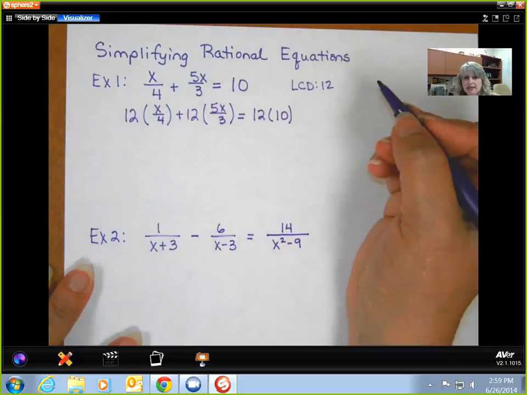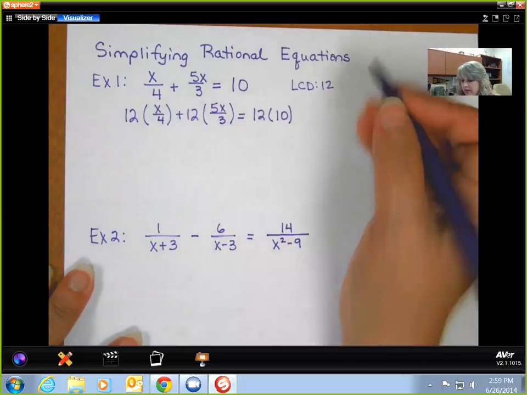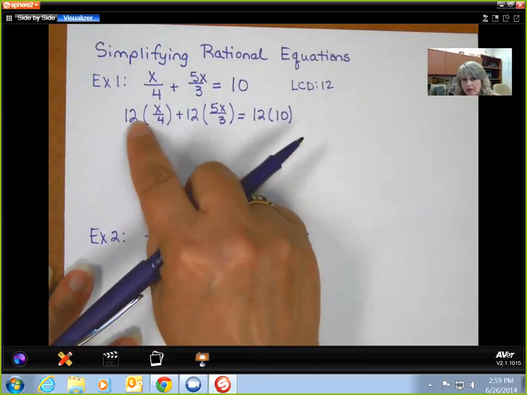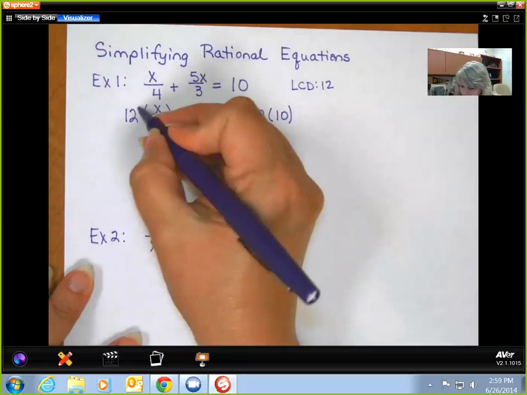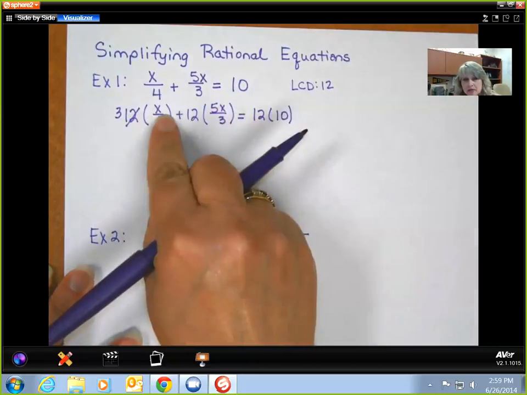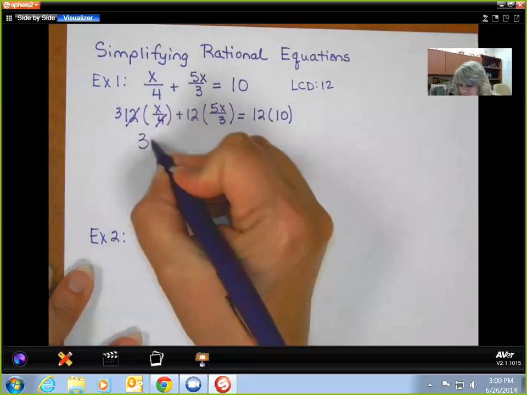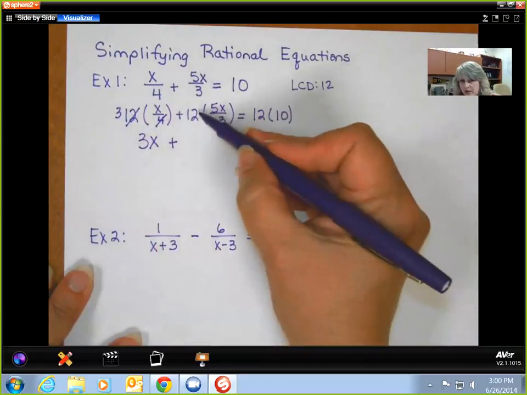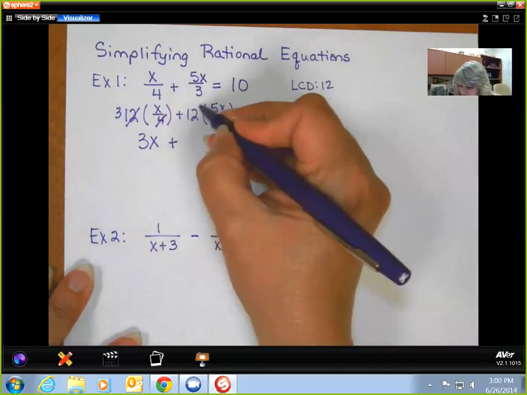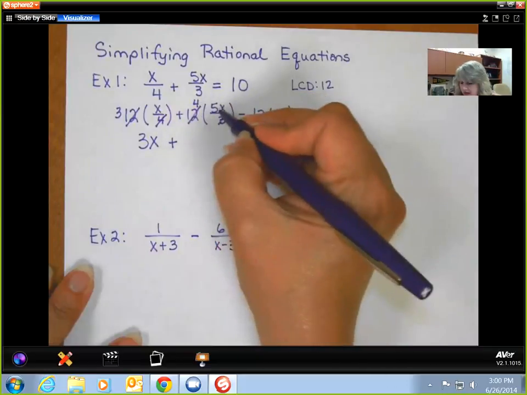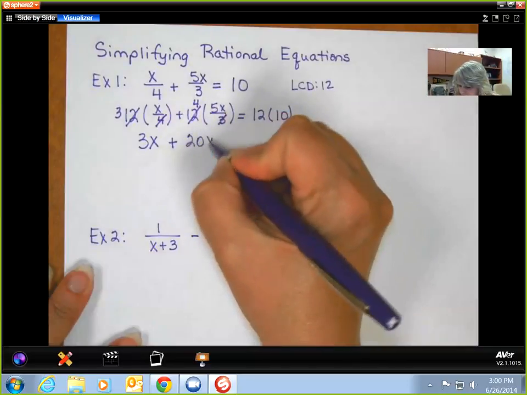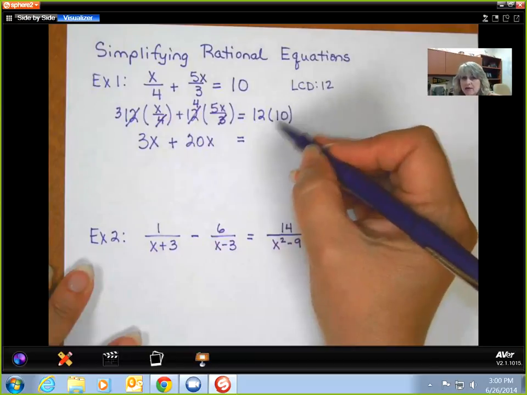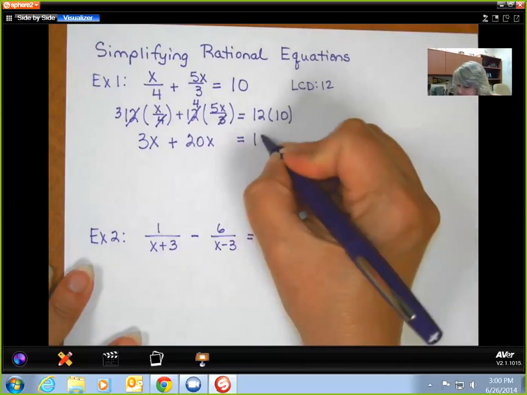All right, so let's think about reducing these fractions. Remember, 12 is like 12 over 1. So we think 4 goes into 12 3 times. So this is going to reduce out. So 3 times x is 3x. Notice, no fraction. Plus, this 3 goes into 12 4 times. So this reduces to 4. And 4 times 5x is 20x. Equals. Now there's nothing to cancel out here, so we just multiply 12 times 10, which is 120.